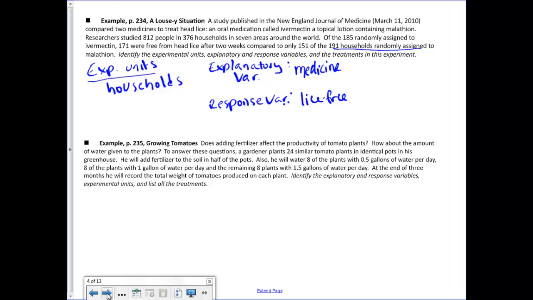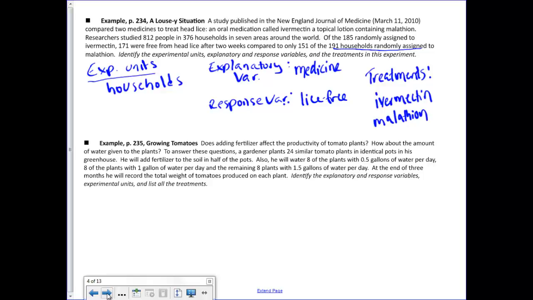And then we get a little bit more specific, you could say, and we talk about treatments. What are the treatments that we give these two households, or these randomly assigned households? And probably nobody wants to say them because they're hard words to pronounce. Yeah, ivermectin and malathion.